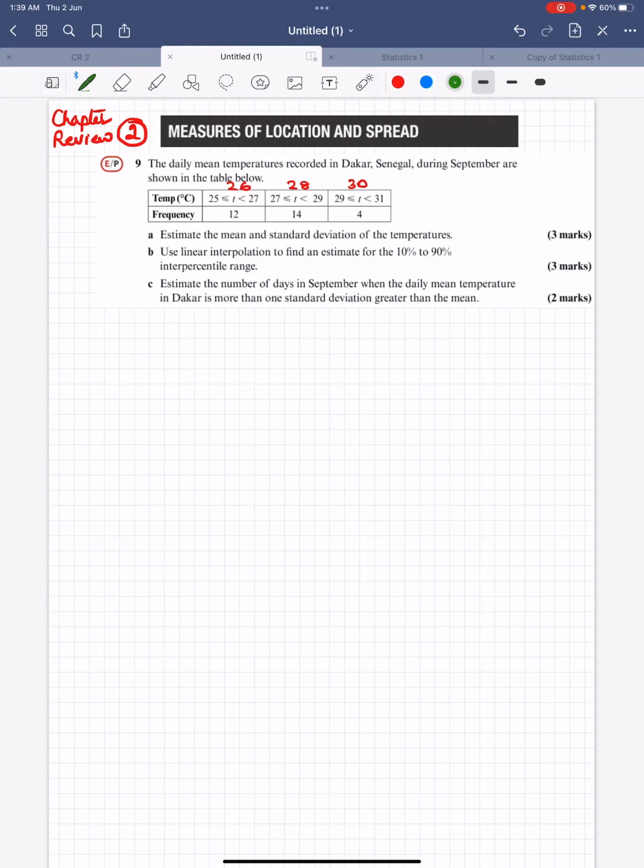Chapter Review 2, Question 9. The daily mean temperatures recorded in Dakar, Senegal during September are shown in the table below. Estimate the mean and the standard deviation of the temperatures.